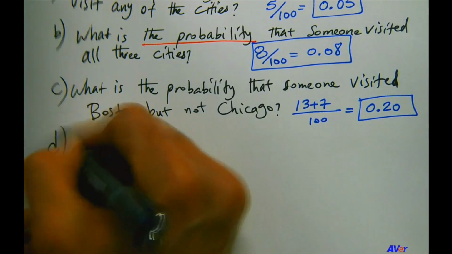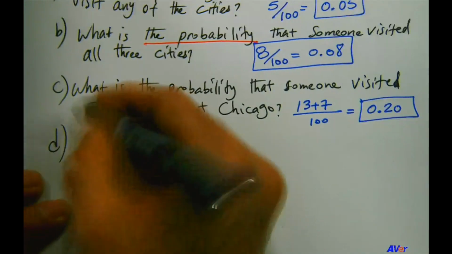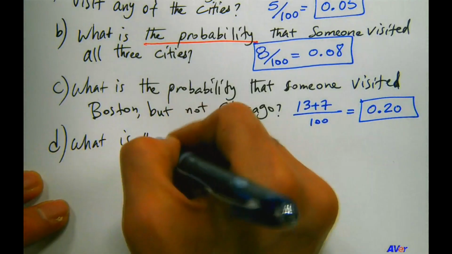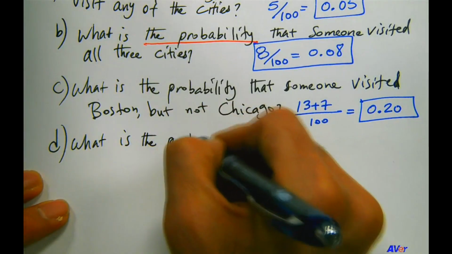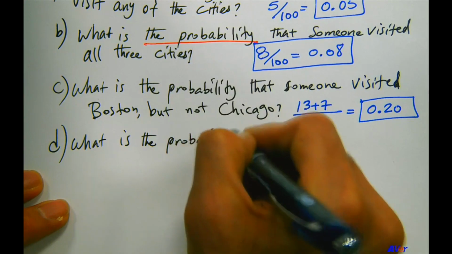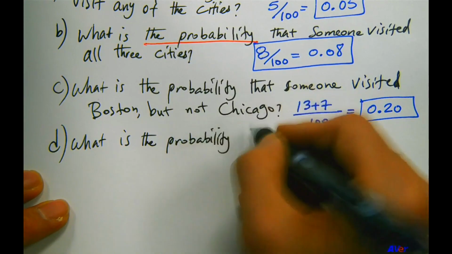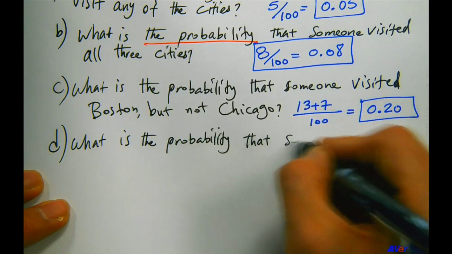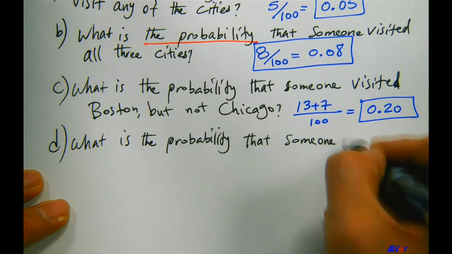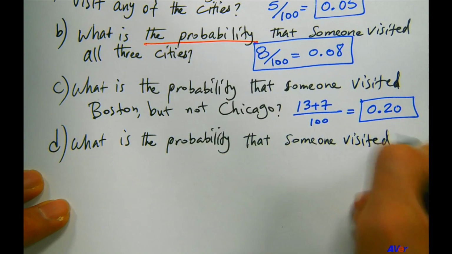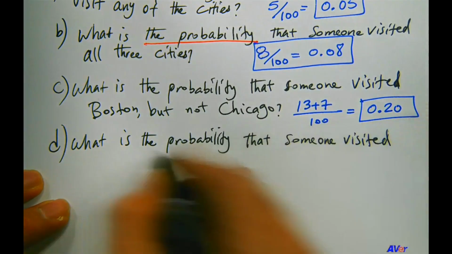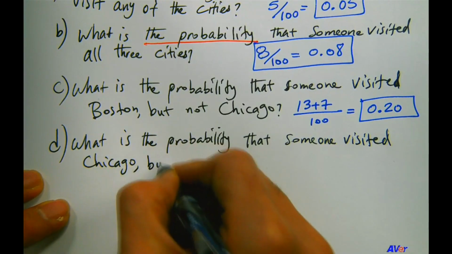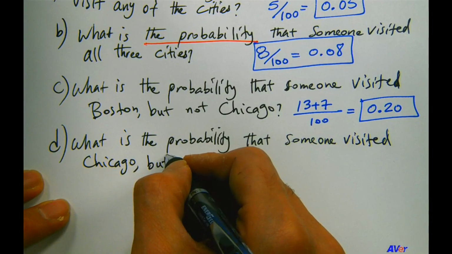Okay. So D, we want to know the probability that someone visited Chicago but not Boston.